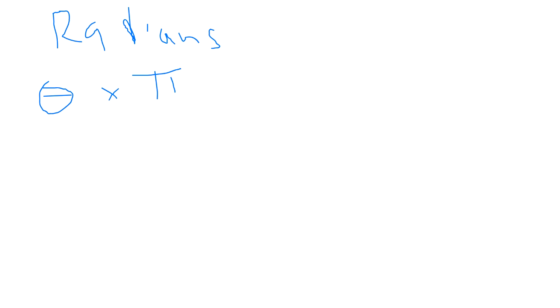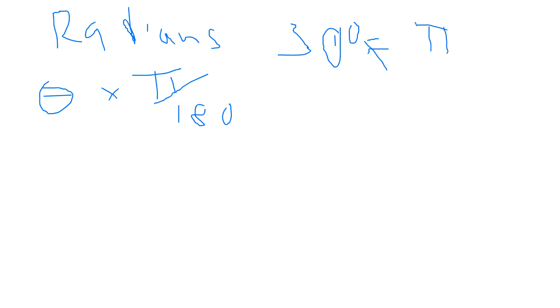Okay. So it will be pi over 180 to convert from degrees to radians. So for instance, if I have 30 degrees and I want it in radians, it's going to be times pi over 180, which will be equal to pi over 6.